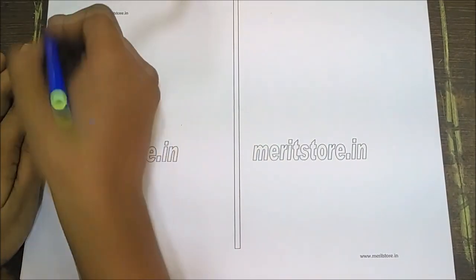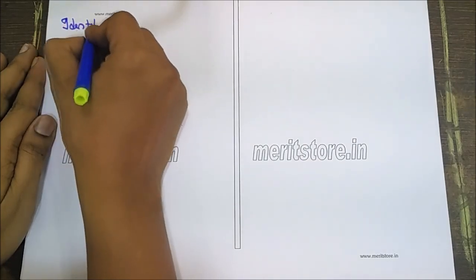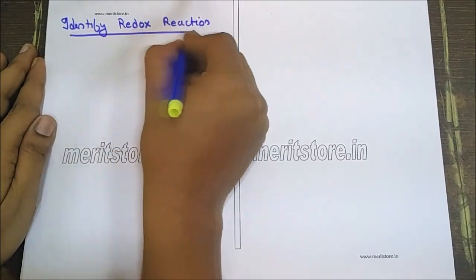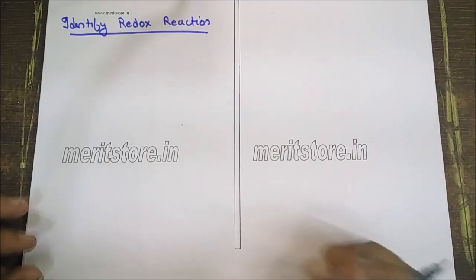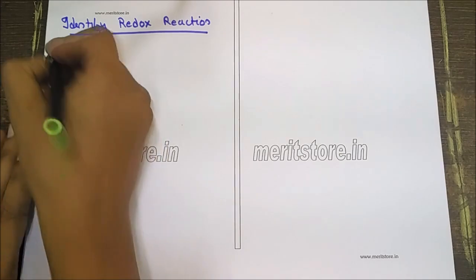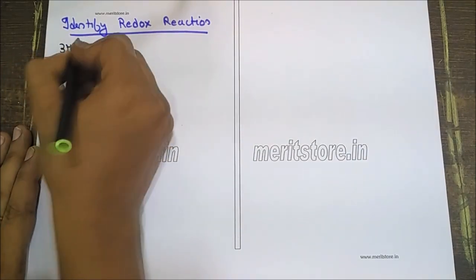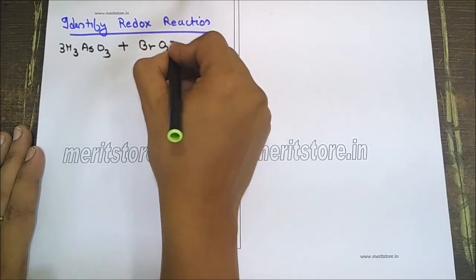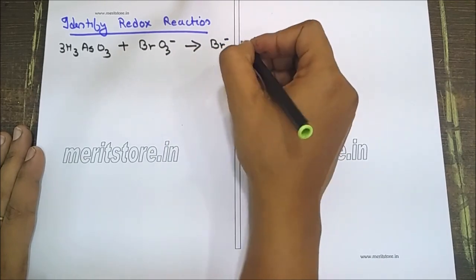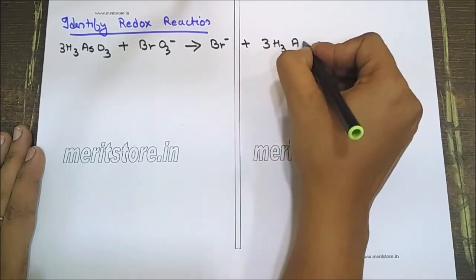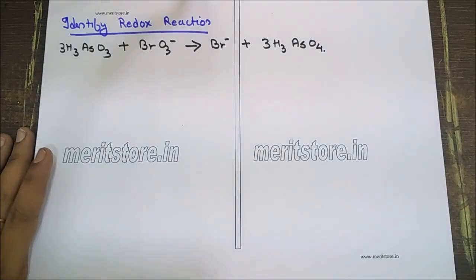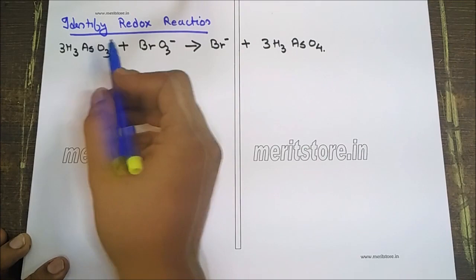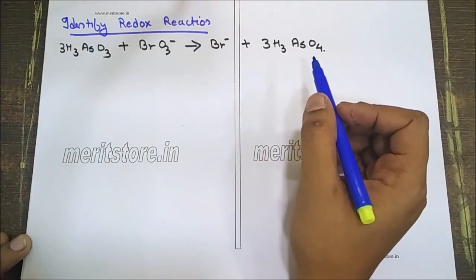Now we can get another set of questions which will ask us to identify redox reactions. We're going to learn this with the help of an example. Your question would be asking you, this reaction would be given and we will be asked to identify the redox reaction. Now for identifying redox reactions, we first need to assign an oxidation number to each of the atoms.